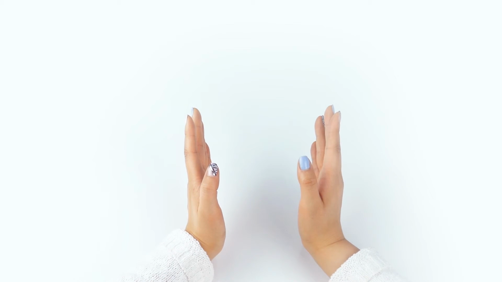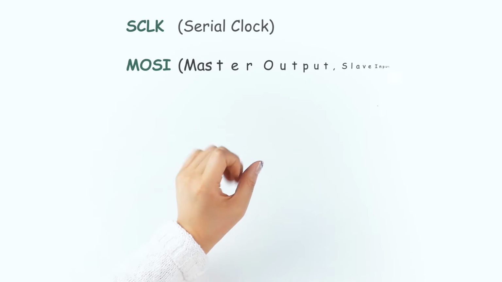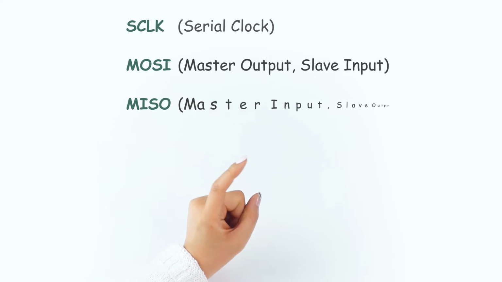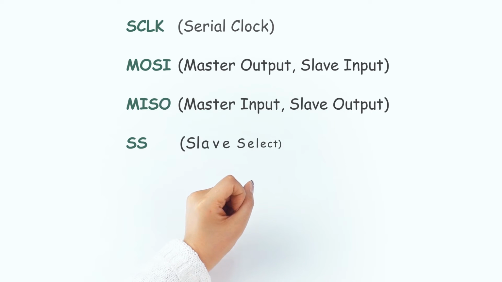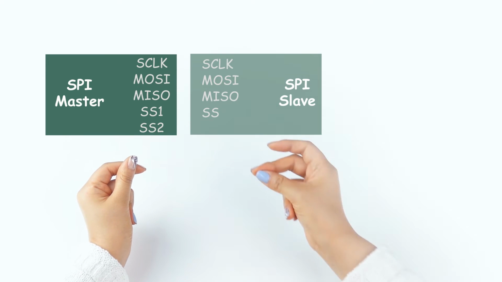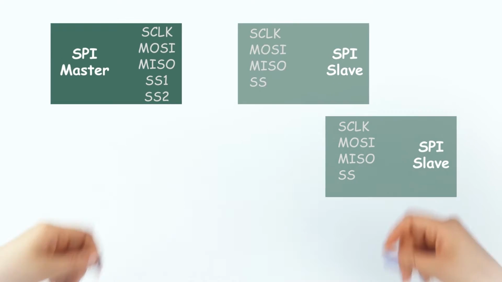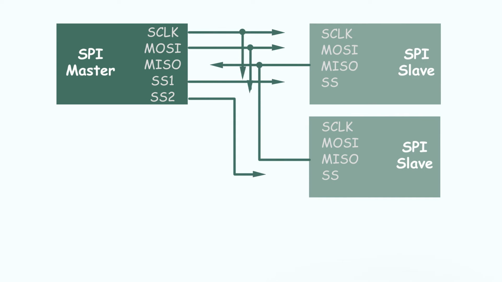SPI requires at least four wires: SCLK, serial clock; MOSI, master output slave input; MISO, master input slave output; and SS, slave select. The slave select can be multiple, depending on how many slaves are connected. For example, let's say we have one master and two slaves. Among these, you can see four wires, but one more slave select on the master because there are two slaves.